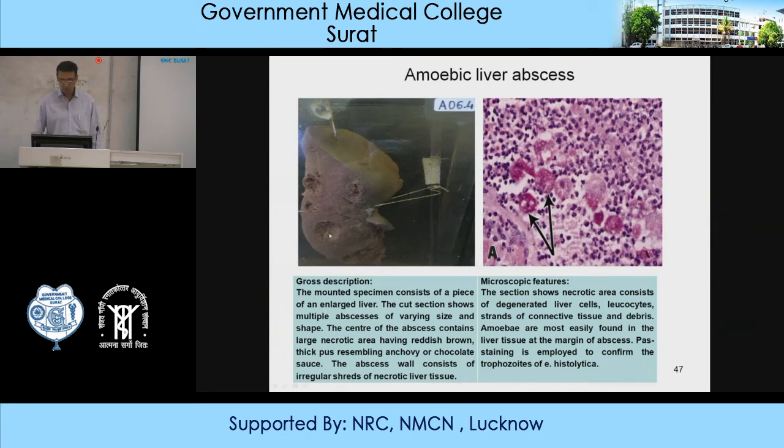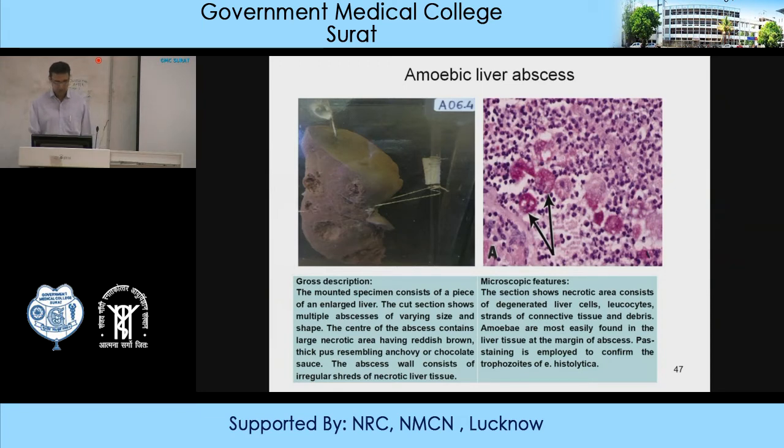Now in microscopic examination, the necrotic area consists of degenerated liver cells, leukocytes, strands of connective tissue and debris. See, these all are degenerating leukocytes and necrosis. Amoebae are most easily found in the liver tissue at the margin of the abscess. So these are all amoebae at the margin of the abscess, and PAS staining is employed to confirm the trophozoites of E. histolytica.